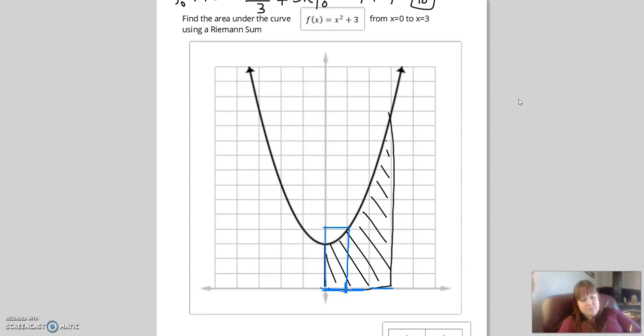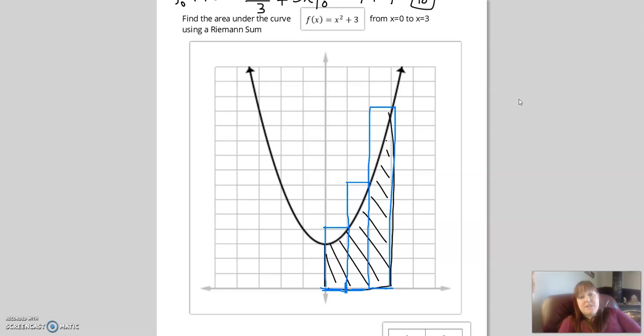And so then on this one, I go to the right side of this rectangle, and I go up to the curve, and I go over, and I go down, right? And then this one, same thing. I go up to the curve, and then I come over and I come down. So these blue rectangles are going to approximate the area under the curve.